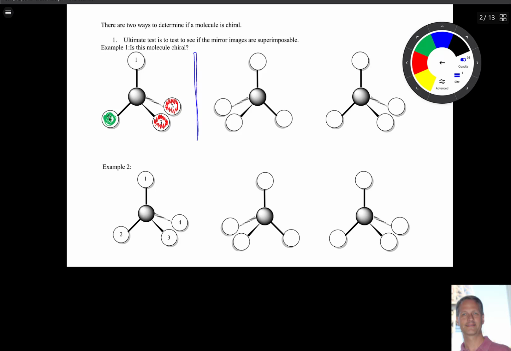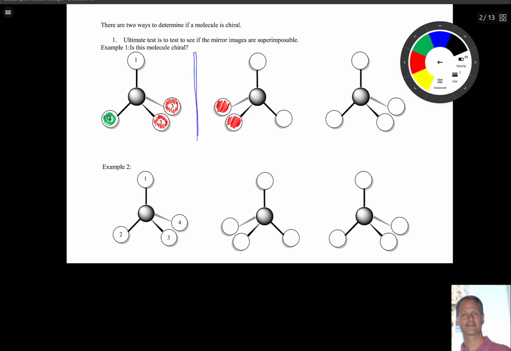And we're going to draw the mirror image of this. Okay. So let's take a look. So number 3, these red guys, those should be facing in towards each other, right? This is kind of like your thumbs. They're facing in towards each other.